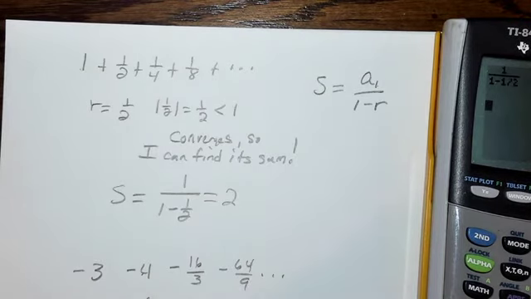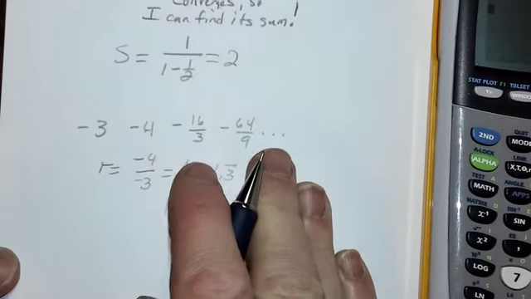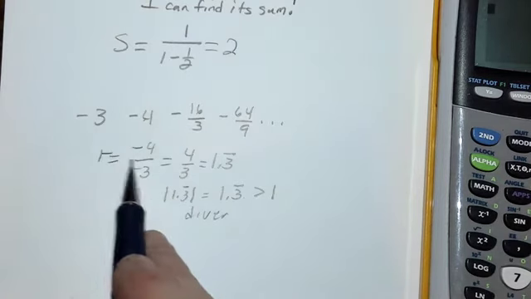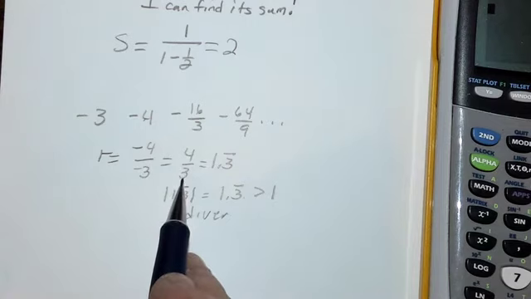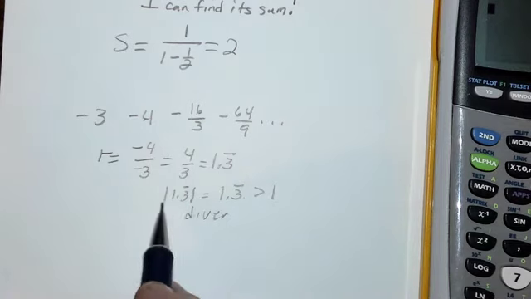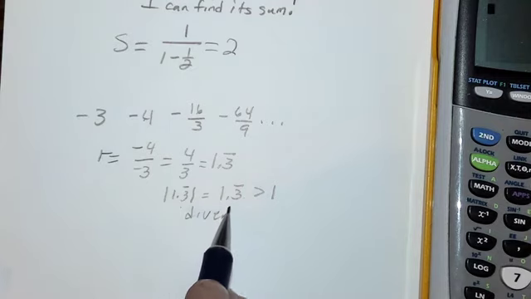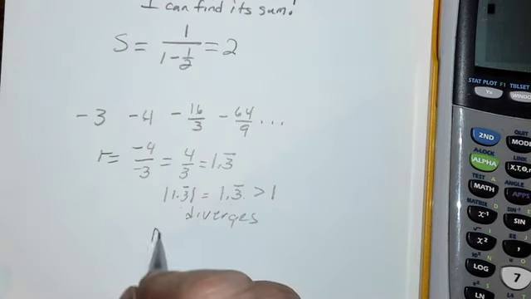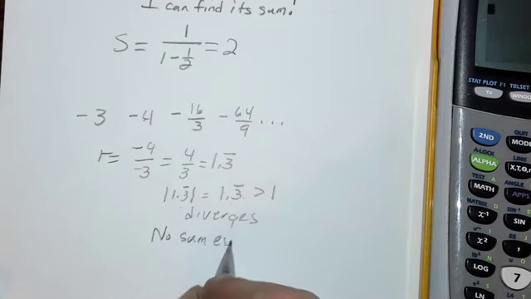We find the absolute value of that, which is greater than 1. That means this diverges. Shoot, sorry about that. Take a term and divide it by the one before it. 4 thirds, the negatives cancel out. I get 1.3. Take the absolute value of it, that's greater than 1. So this diverges. So no sum exists. We can't add those up because the number just keeps getting bigger and bigger. Okay.